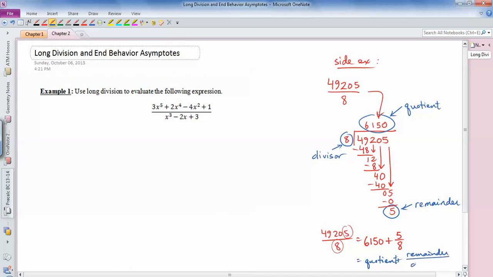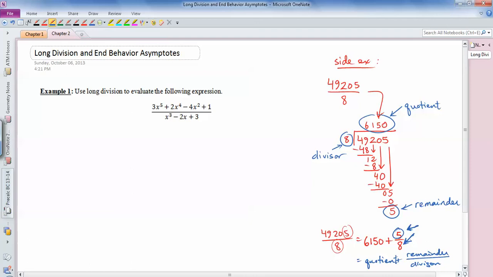over the divisor. And notice here the remainder has to be less than the divisor, because if it was like 9 over 8, well, then you should have divided that extra 1 out, and you would have gotten 6151 plus 1/8, right? So notice that this has to be smaller. The numerator, the remainder, has to be less than the divisor. That's kind of a key idea I'm going to come back to.